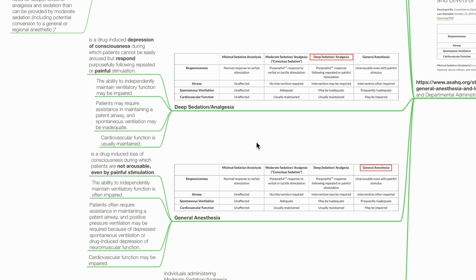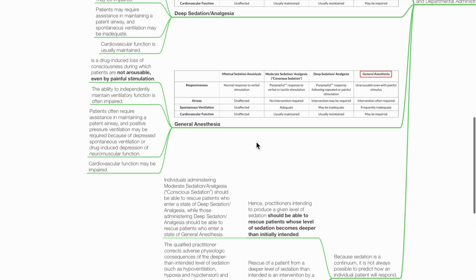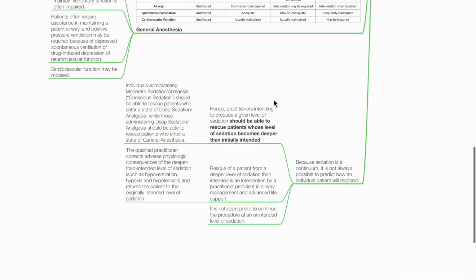GA is a drug-induced loss of consciousness during which the patient is not arousable even by painful stimulation. The ability to independently maintain ventilatory function is often impaired. Patients often require assistance in maintaining a patent airway, and positive pressure ventilation may be required due to depressed spontaneous ventilation or drug-induced depression of neuromuscular function. CVS function may be impaired.